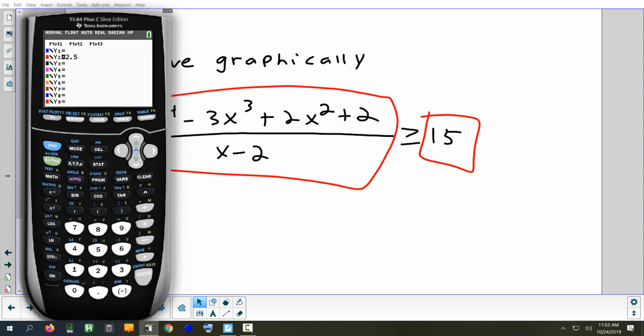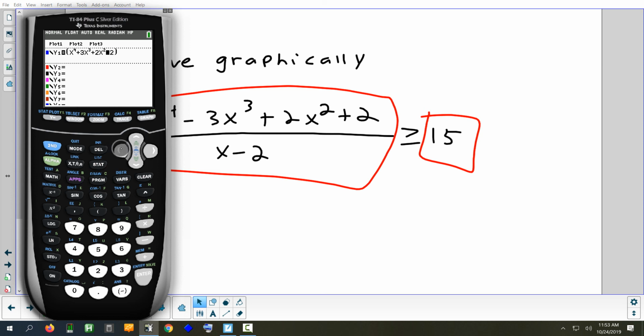All right. Parentheses, yeah, you want parentheses. So, x to the 4th minus 3x cubed. You have a plus, it's supposed to be a minus. Thank you. 2x squared plus 2.